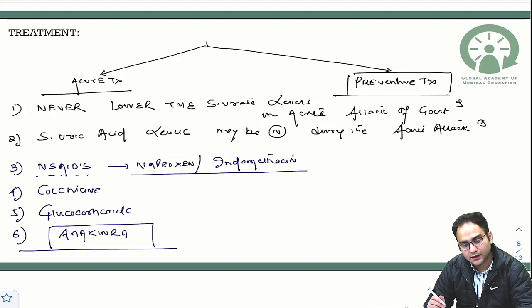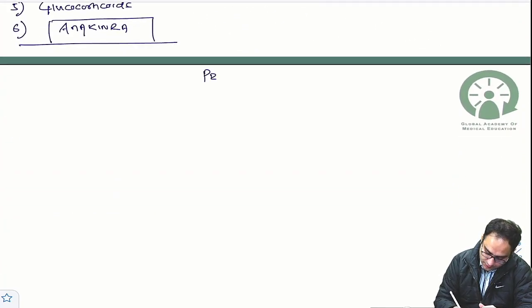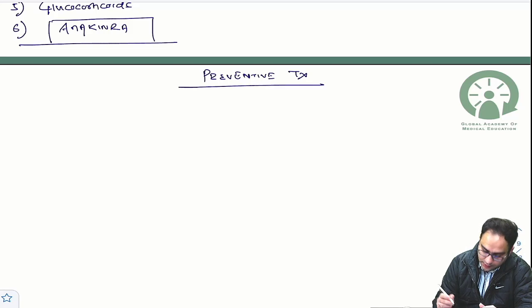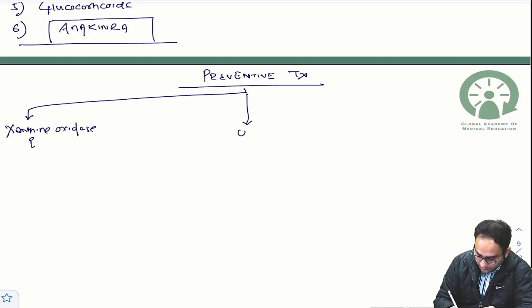So these are the drugs that you can give for the acute treatment of gout. Next, we come to the preventive treatment. In preventive treatment, you can have xanthine oxidase inhibitors, or you can give a uricosuric drug.